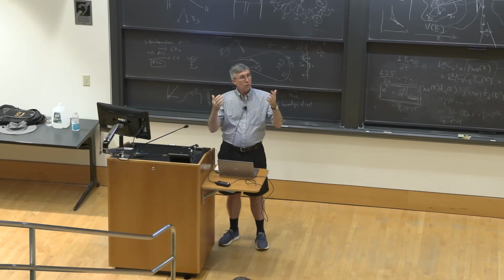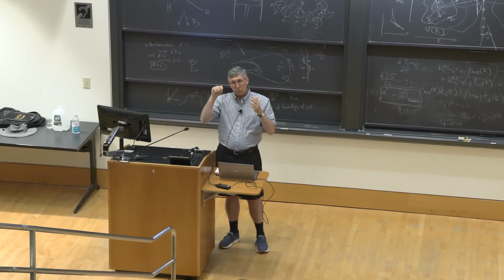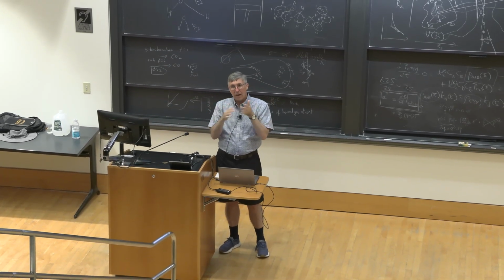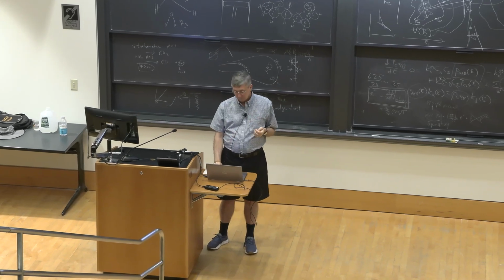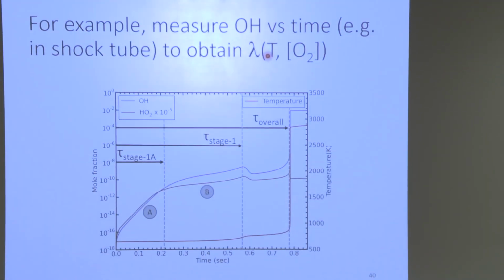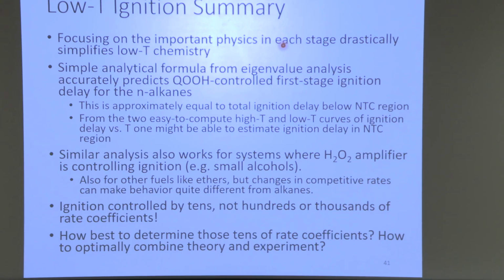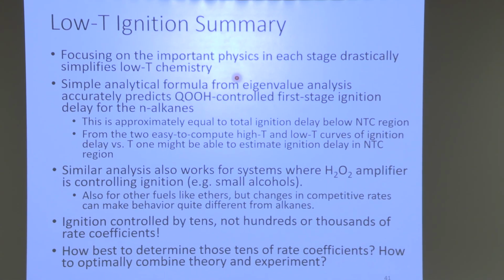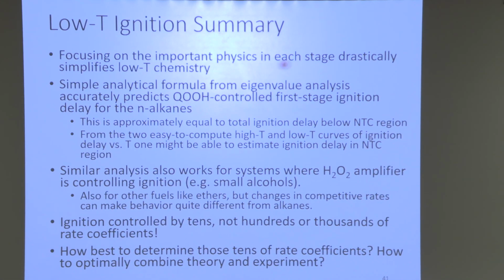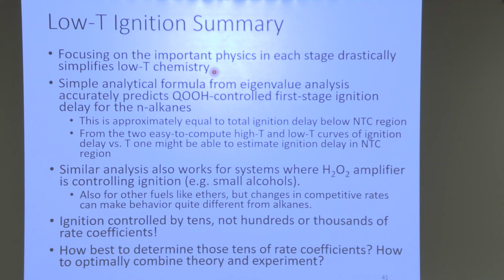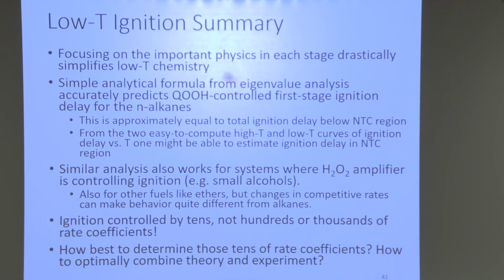So in your fuel, if most of your fuel won't react with HO2 and you put a little bit of additive in, you can really dramatically affect the ignition delay of the fuel. All right, so the summary. If you focus on the important physics in each stage, you can really simplify and understand even very, very complicated systems. And you can do an eigenvalue analysis and then get a simple analytical formula, and at least parts of the chemistry, you can just predict perfectly without knowing many rate coefficients at all.